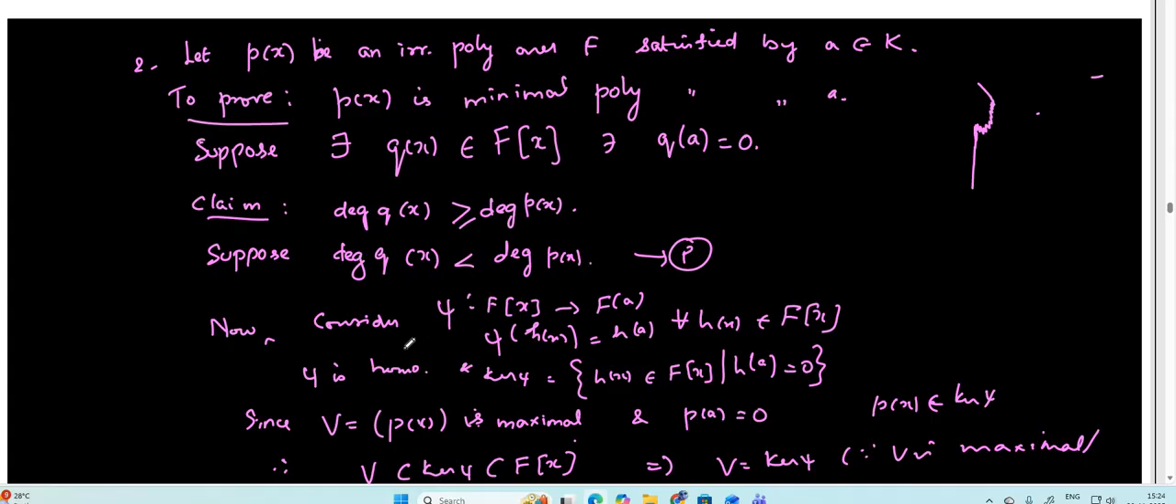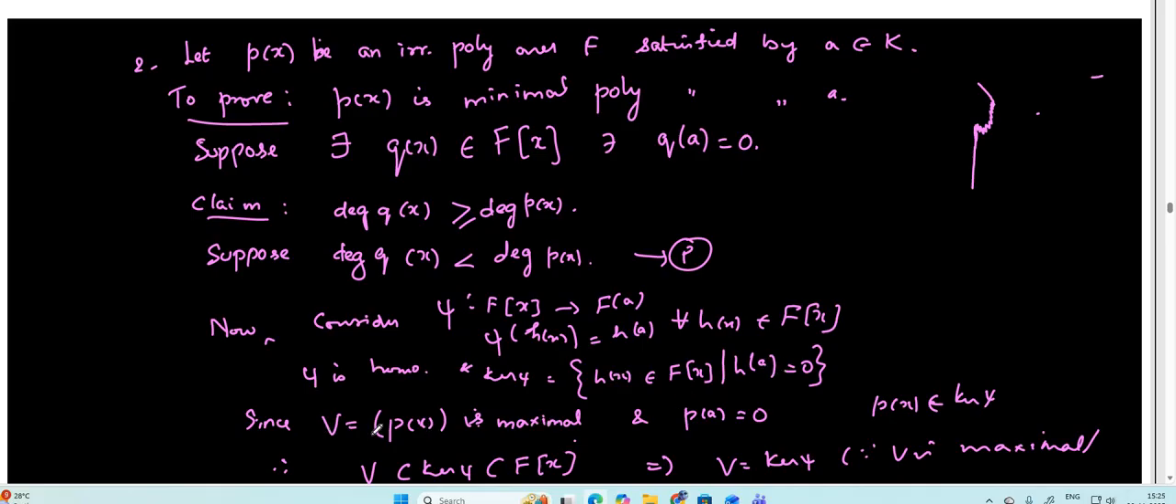This is our assumption. Now consider psi from F[x] to F(a) defined in this way. This is the evaluation homomorphism. We can easily prove that psi is a homomorphism. That will also be discussed in one of the videos. So for the time being, I'm just stating that this is a homomorphism. And when we find the kernel, it is all those functions in the domain which are mapped down to the 0 element of the codomain. But for the evaluation homomorphism, h(a) will be 0. All those h(x) for which h(a) is 0, all those polynomials which vanish at a.